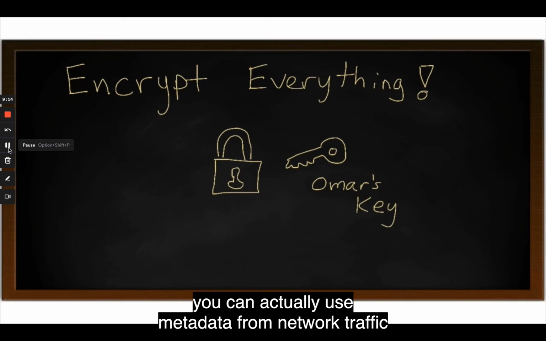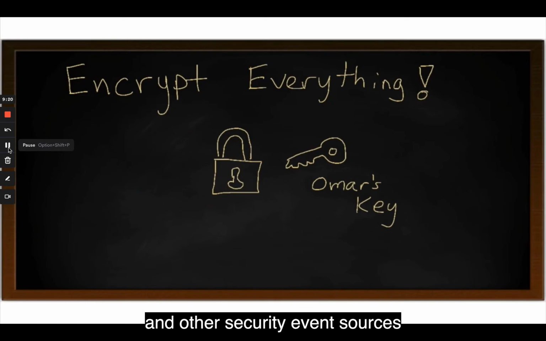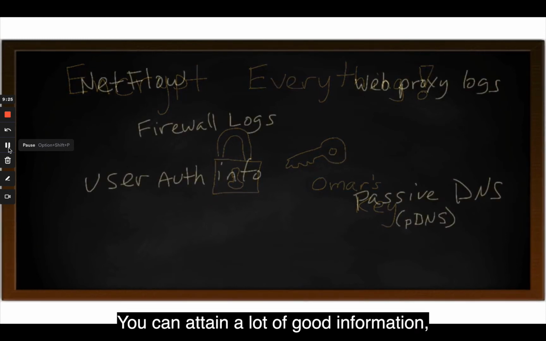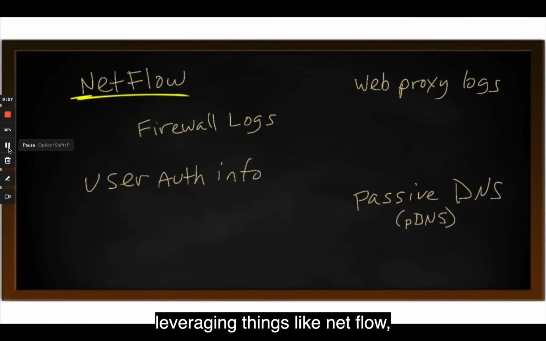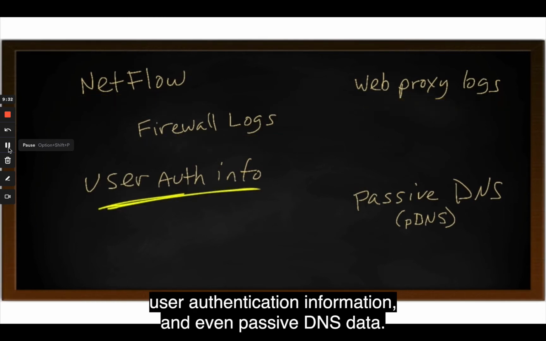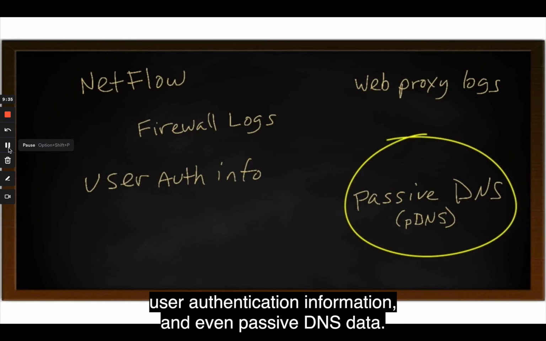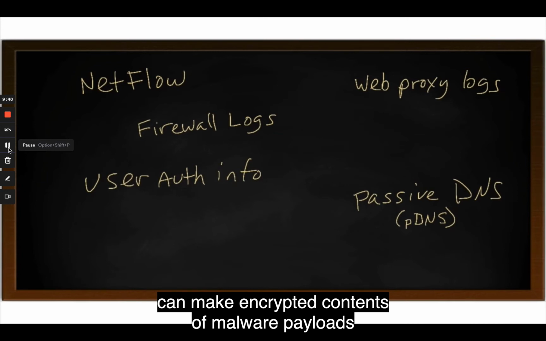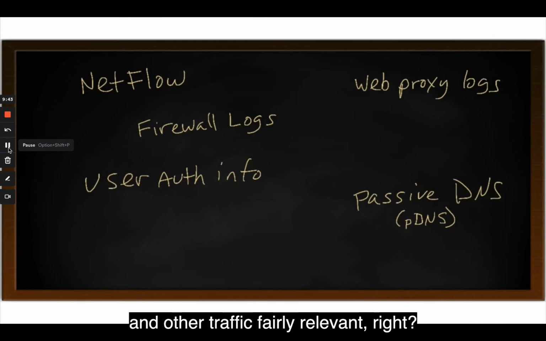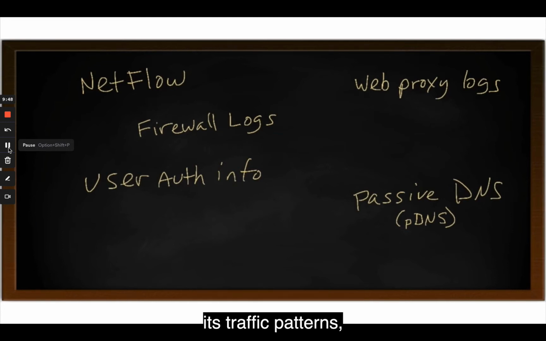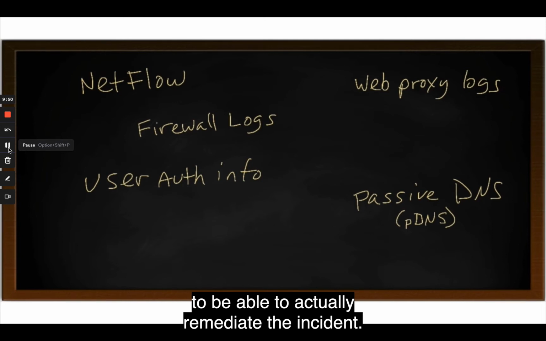On the other hand, you can use metadata from network traffic and other security event sources to still be able to investigate and solve security issues. You can obtain a lot of good information leveraging things like NetFlow, firewall logs, web proxy logs, user authentication information, and even passive DNS data. Now, in some cases, the combination of these logs can make the encrypted contents of malware payloads and other traffic fairly irrelevant, right? Of course, this is as long as you can detect its traffic patterns to be able to remediate the incident.